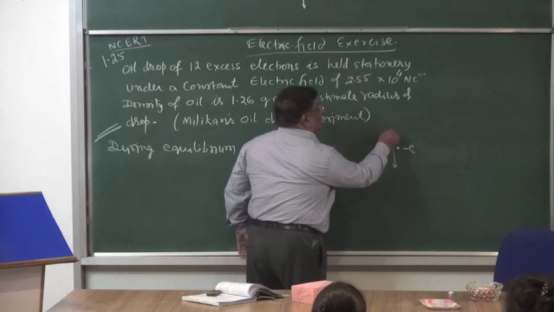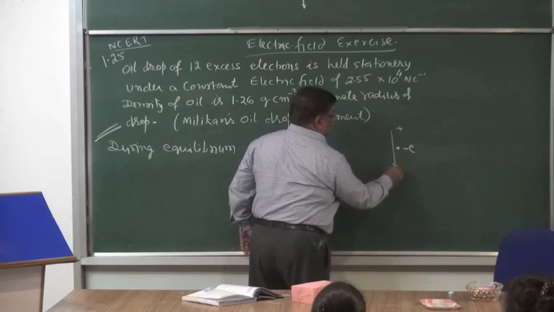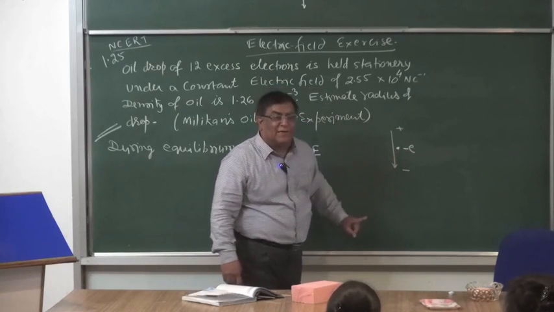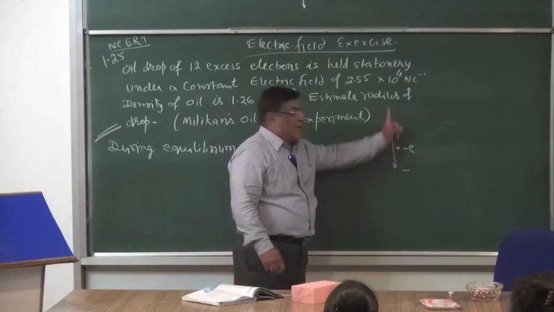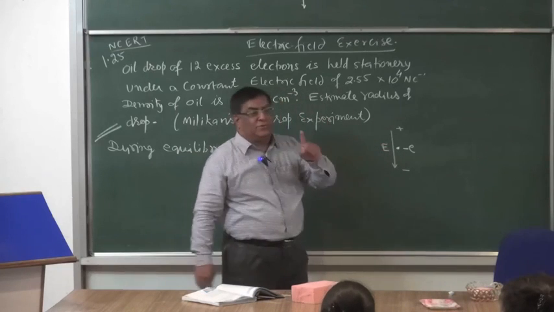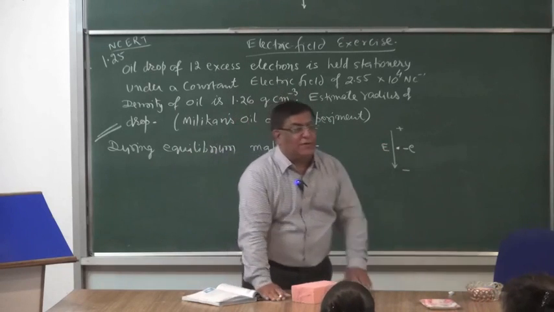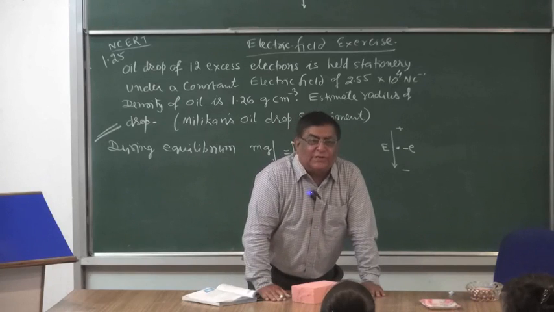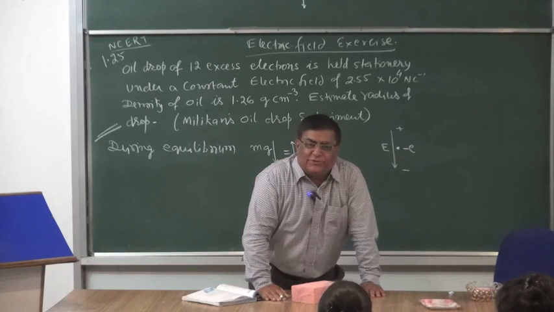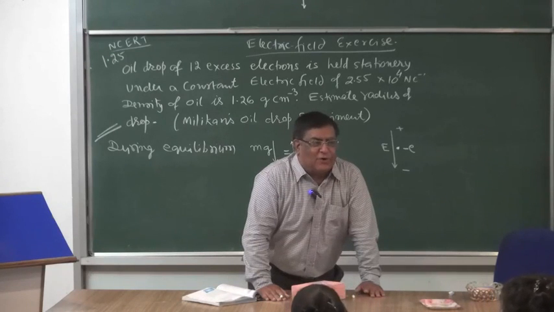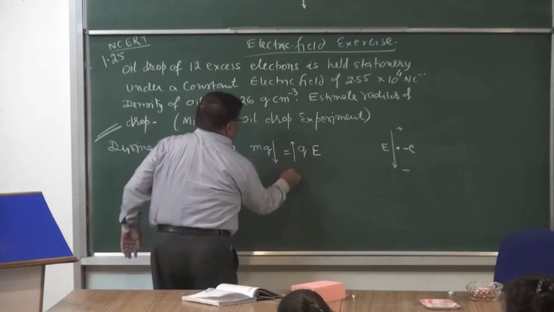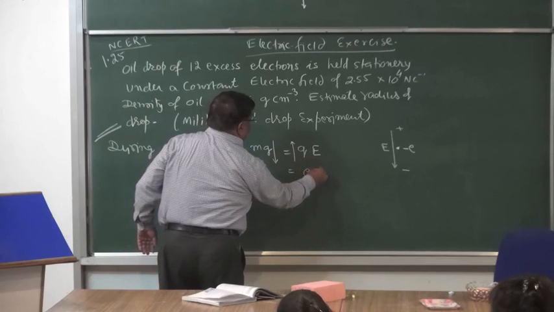Downward electric field means it starts from plus and goes to minus. The electron, being negative, will be attracted upward, opposite to the electric field. So remember this thumb rule: an electron always experiences a force opposite to the electric field. And how much is the force? qE. In case of an electron, it is e, so the force will be eE, and this equals mg.